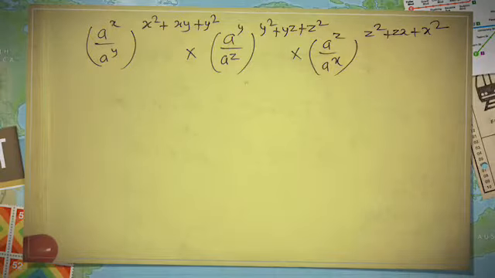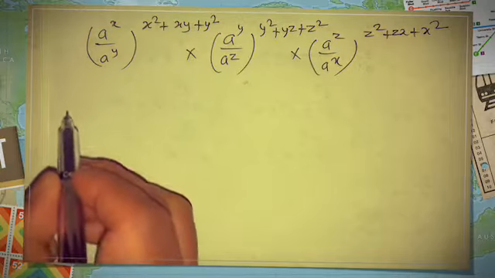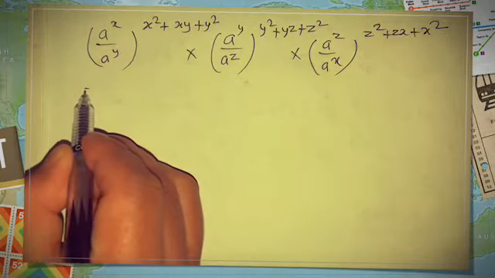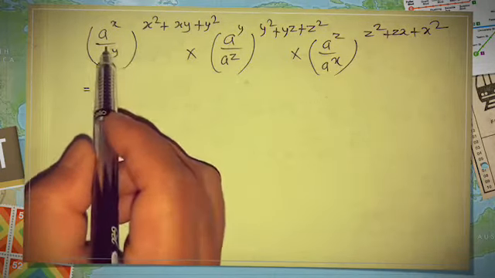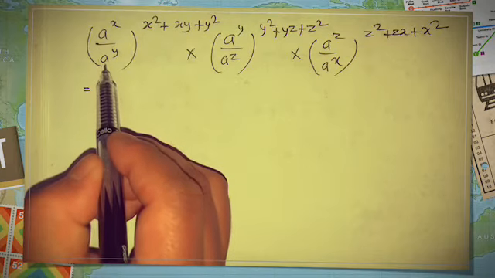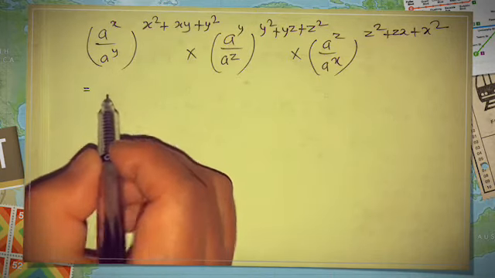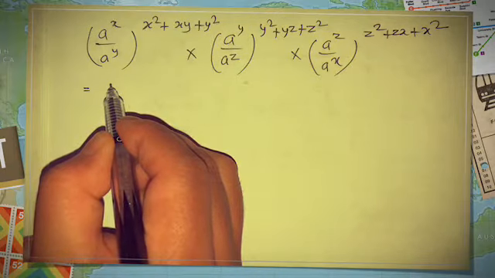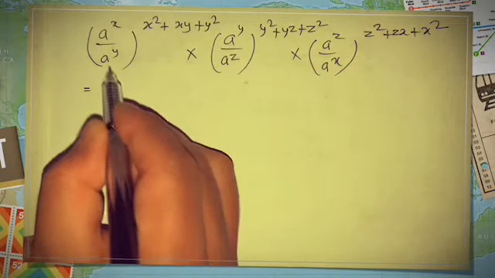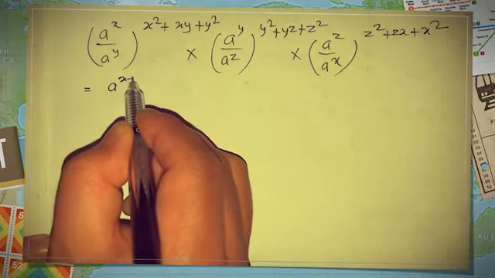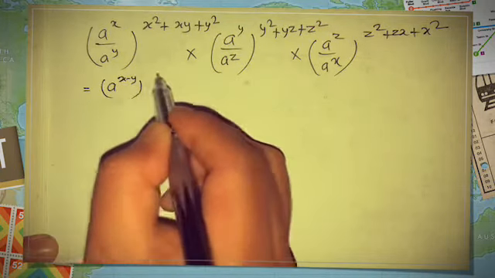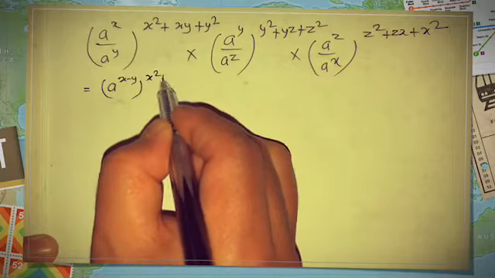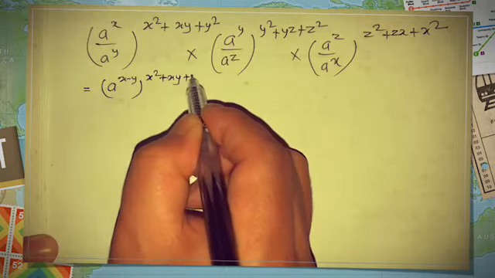Let's solve these questions. At first, let's work inside the bracket, and inside the bracket we have a^x by a^y. So we have to apply the law of dividing indices. So it becomes x minus y and x square plus xy plus y square.